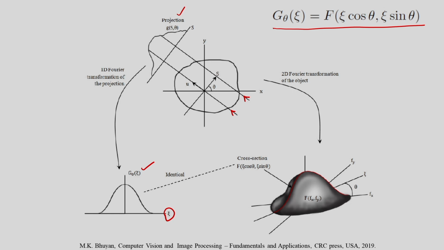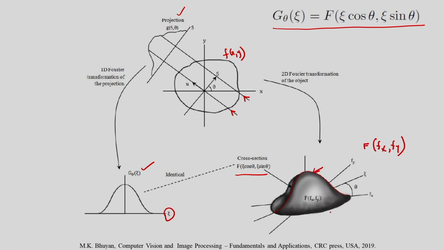Now suppose the object is f(x,y). I am determining the 2D Fourier transform of the object, which is F(fx, fy). Now I am considering one cross section of this. The cross section is this red line. The cross section of the 2D Fourier transform of the object is F(epsilon cos theta, epsilon sin theta). So one cross section I am considering.